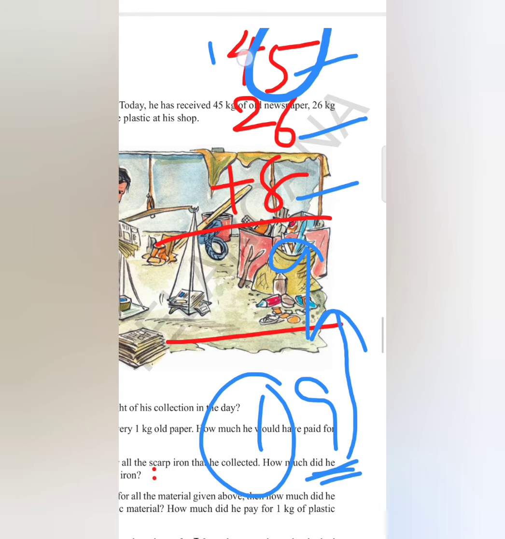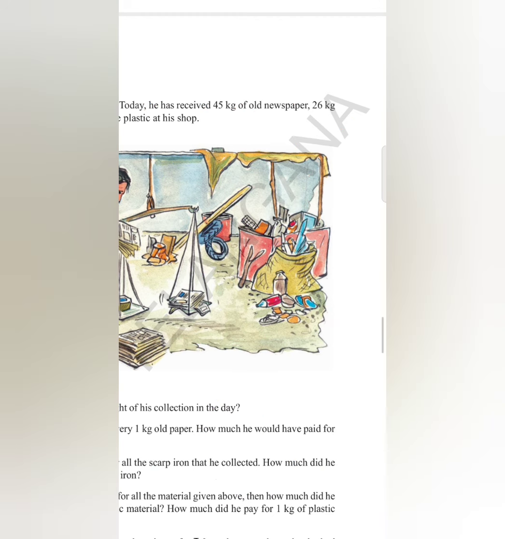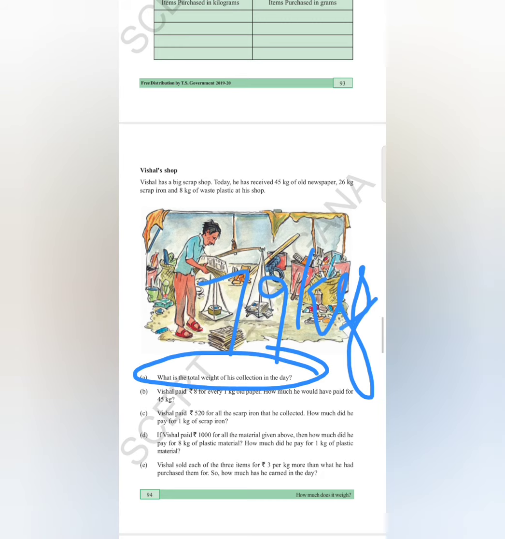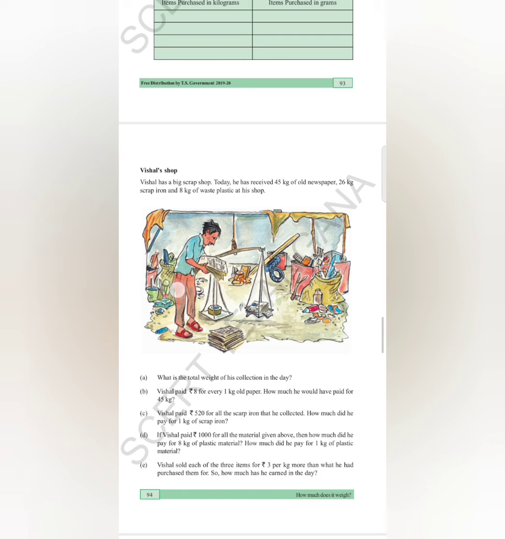Okay. So 4 plus 1, 5, 5 plus 2, 6, 7. So the total weight of the scrap he has got on the particular day is 79 kgs. Okay, so the answer for our first part is 79 kgs. Okay? Now, question number B.